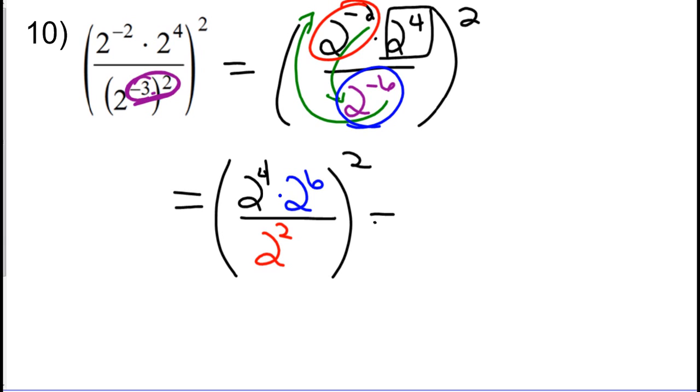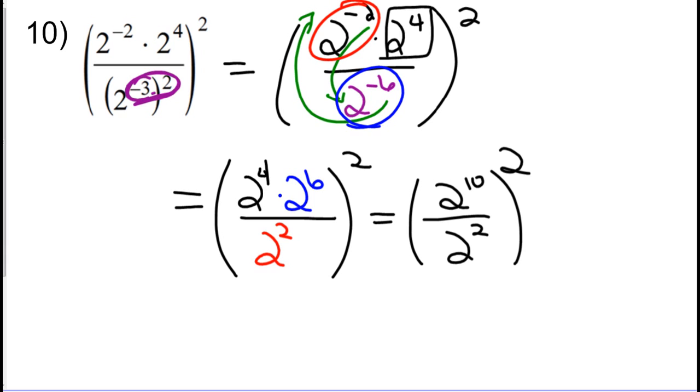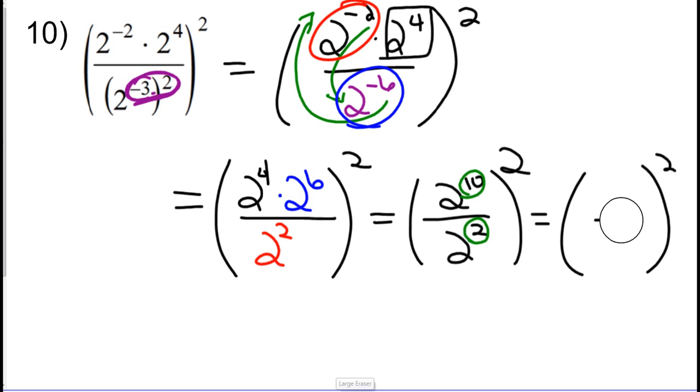And then again, I'm just going to take it one step at a time and simplify as we go. So I've got 2 to the 4th times 2 to the 6th gives me 2 to the 10th over 2 squared, and I still have to raise that to the 2nd power. I've got 2 to the 10th and 2 to the 2nd. When I'm dividing bases with exponents, remember, we are going to subtract. So it's really going to be 2 to the 10 minus 2, or 2 to the 8th.